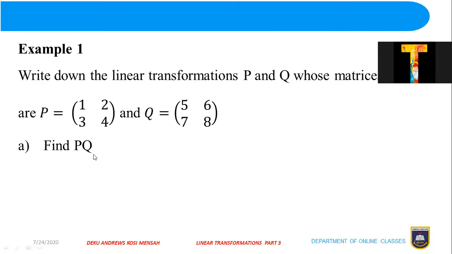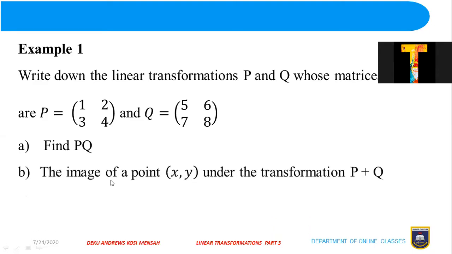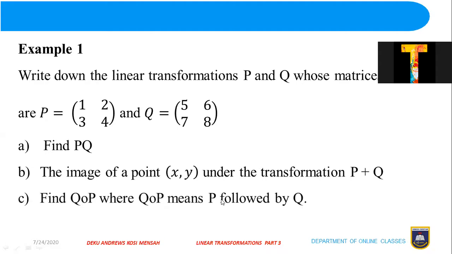After that, we have to find PQ, that is Q followed by P. Then the image of a point XY under the transformation P plus Q. And find QOP, where QOP means P followed by Q. That is the question. Let's all try this question and compare our answers. Everybody should try this question.